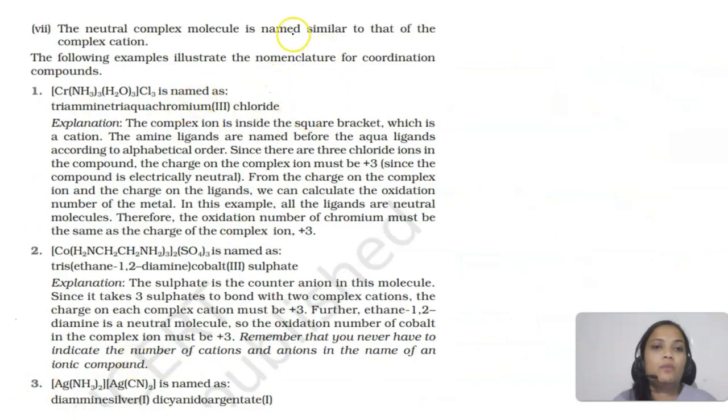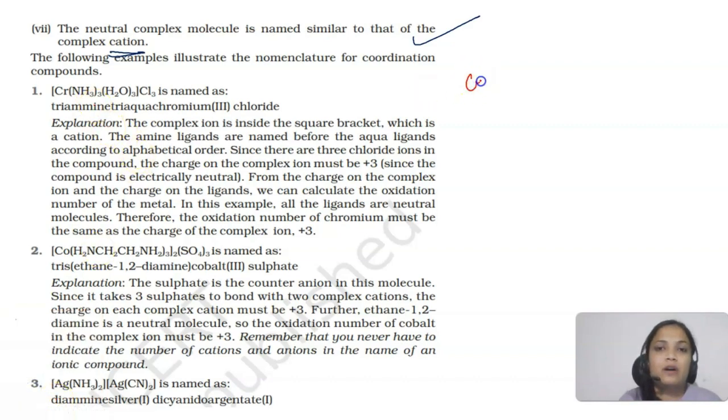And the neutral complex molecule is named similar to that of the complex cation. For a neutral molecule it will remain the same. Now let's take one or two examples. The rest you can practice.